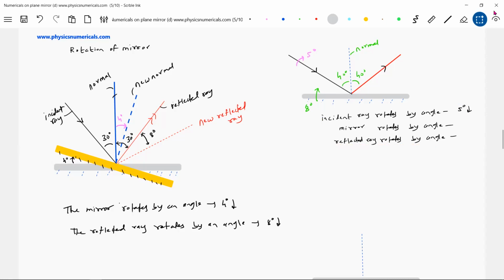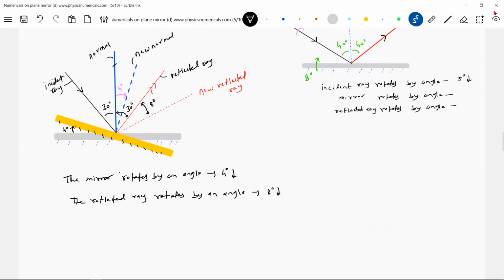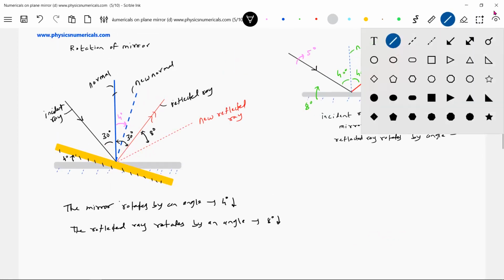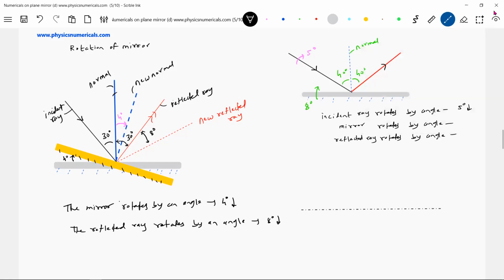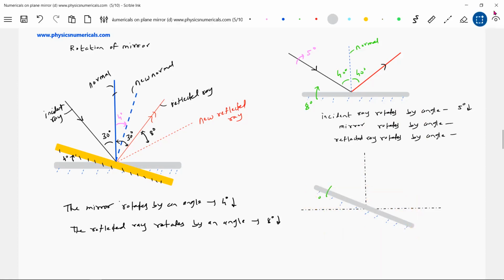We'll take one corresponding diagram. Okay, this was the initial position of the mirror. This was the initial normal also. Okay, now the mirror will rotate. So now the new position. So earlier this was the normal, it was a reference line. So the new normal should also rotate by 8 degrees.